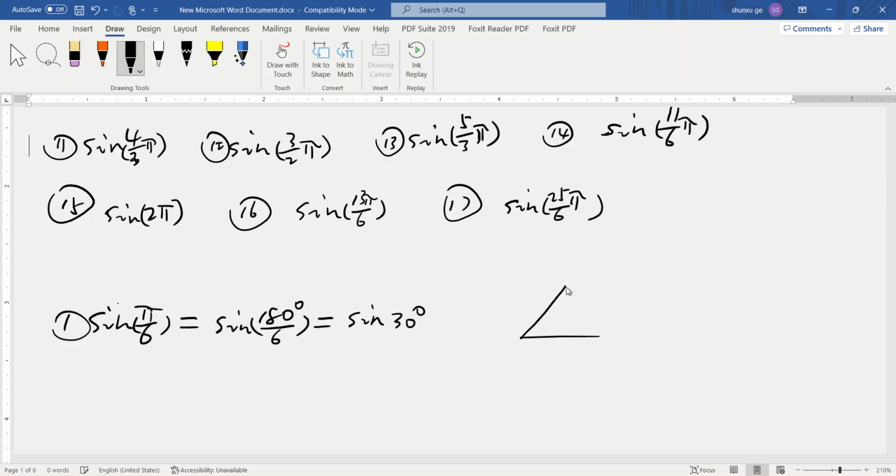We write here this right angle. This is 30 degrees. We know this side is 1, so this hypotenuse is 2. So we know that sine of 30 is 1 over 2. For example, this side is called y, this is called x, and this is also called r. So sine equals y over r, which is 1 over 2.